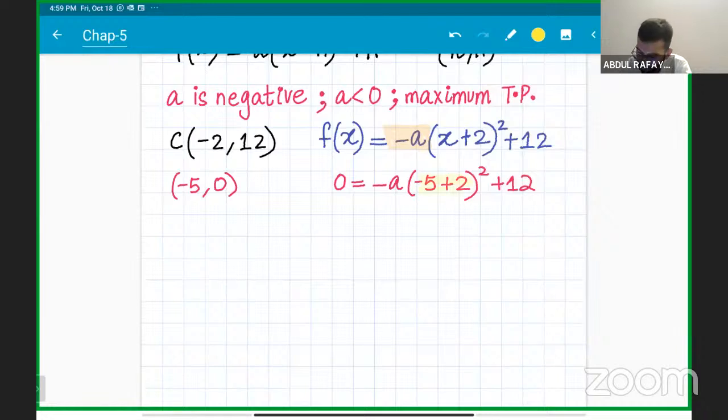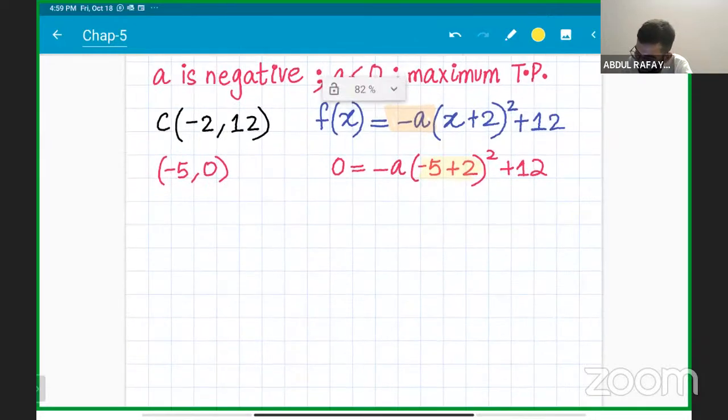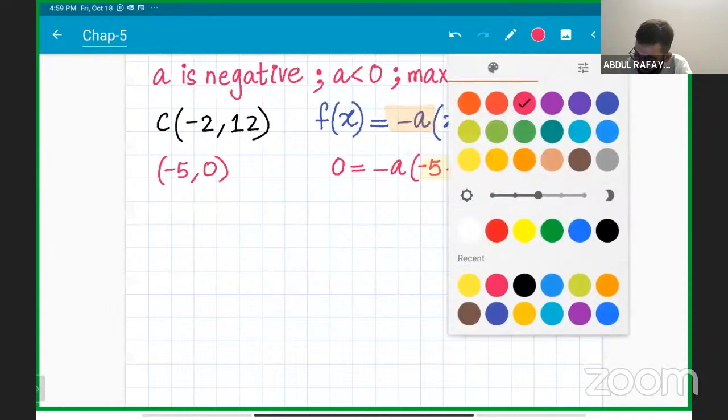x is -5 plus 2. Is everyone getting it? Following? Any questions? Students, any doubts, let me know. Okay, so it will be -5 plus 2 is -3.